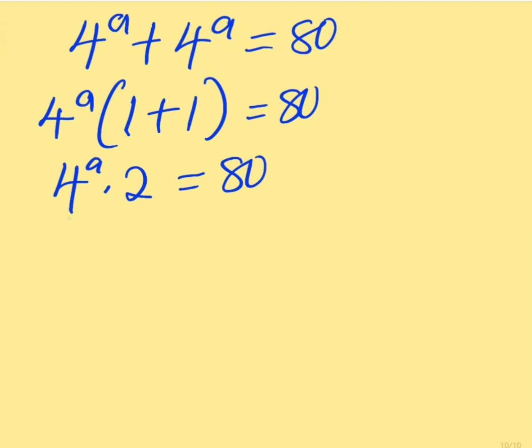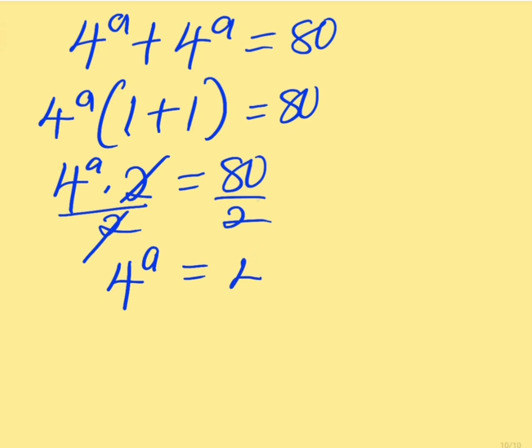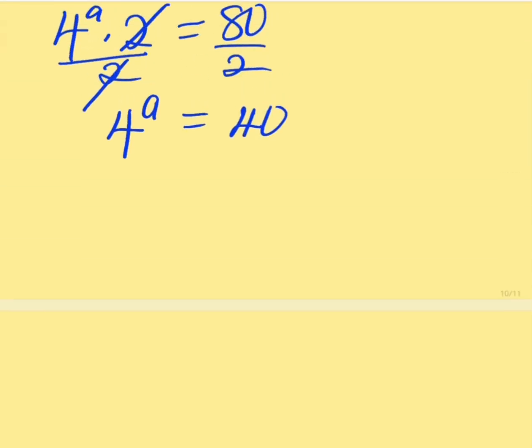So let's divide both sides by 2. When we do that, you have 2 on both sides. This will cancel out. So we have 4 to the power of a is equal to 80 divided by 2, which is the same thing as 40. So we are now having 4 to the power of a is equal to 40, right?